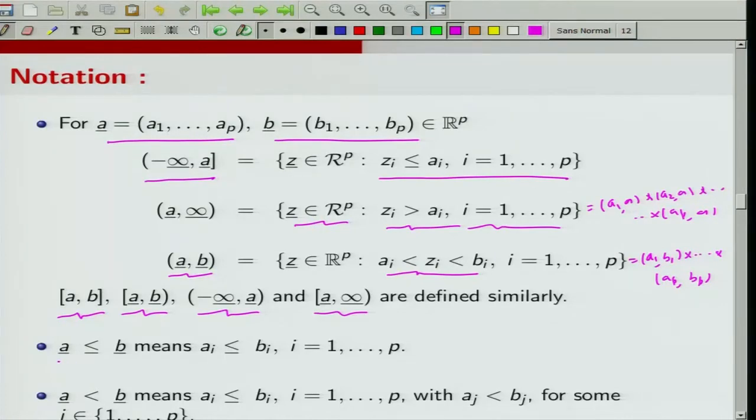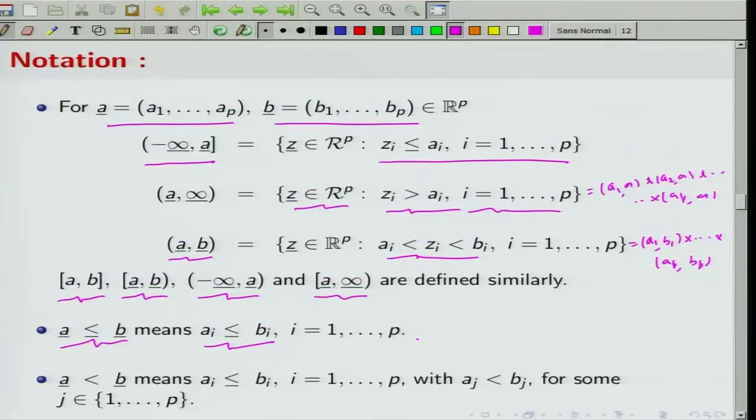Now, when I have two vectors a and b, a less than or equal to b means there is an inequality component-wise. So, a less than or equal to b would mean ai is less than or equal to bi for i equal to 1 to p. Similarly, a less than b means ai is less than or equal to bi for all i equal to 1 to p, but there is a strict inequality for some j. In other words, a is less than b if a is less than or equal to b, but a is not equal to b.